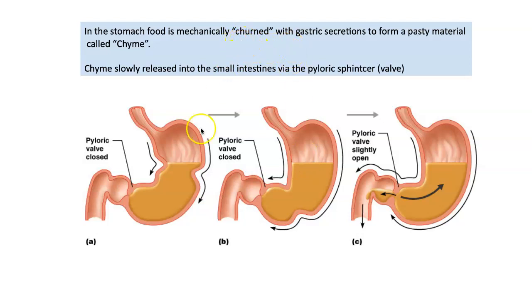Now we're going to churn this bolus and we're going to make it into chyme. So once the stomach has churned it, we're going to turn that bolus into chyme. So you have to know that too.